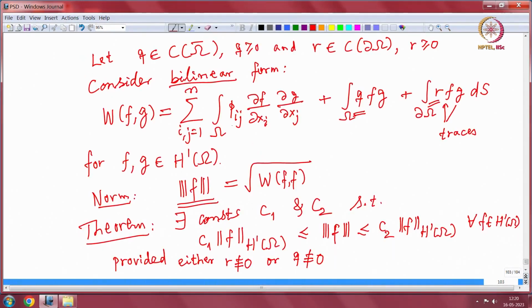So, here we can just note that since these are continuous functions in omega closure, they are bounded. So, Q is also bounded and R is bounded, and here we use the trace theorem. Okay, so that is important. So, just to note that.